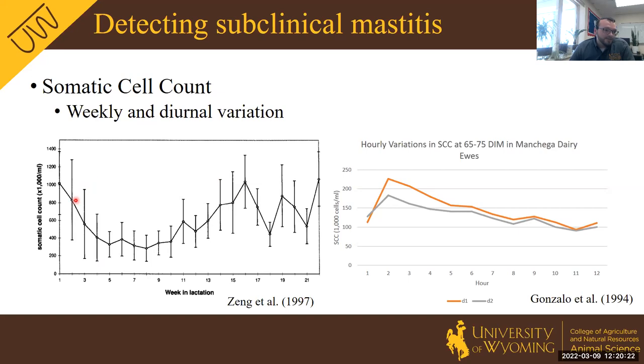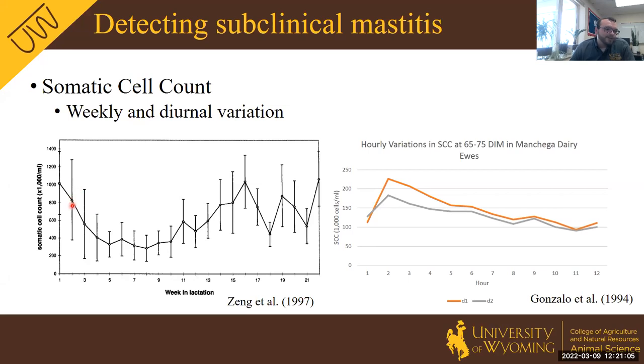So in this figure here, we have somatic cell count in thousands of cells per milliliter along our y-axis. And on the x-axis, we have week in lactation going from 1 to about 22. And this graph represents alpine dairy goats. So early in lactation, we have a really high herd level somatic cell count. It decreases for, say, the first 5 weeks into lactation. It fairly levels off then for the next 5 or 6 weeks, and then again gradually increases and then is quite variable towards the end of lactation. So throughout lactation, there's a high variation within this somatic cell count.